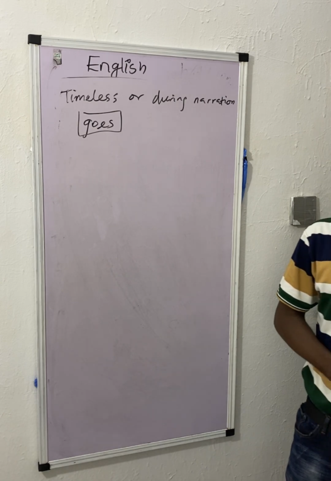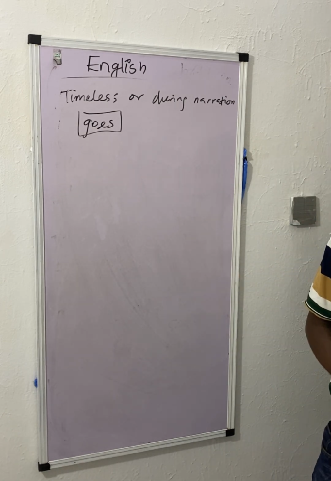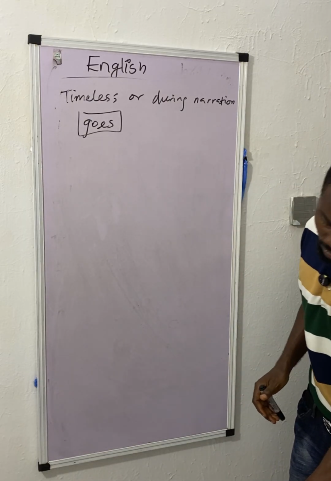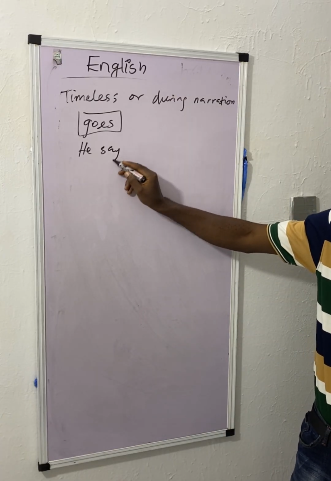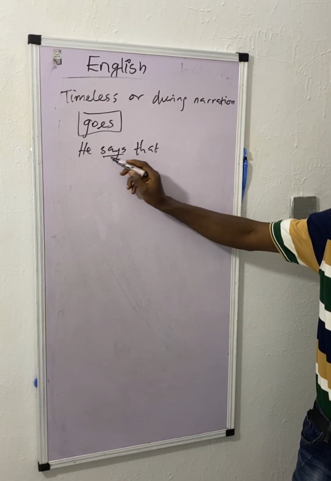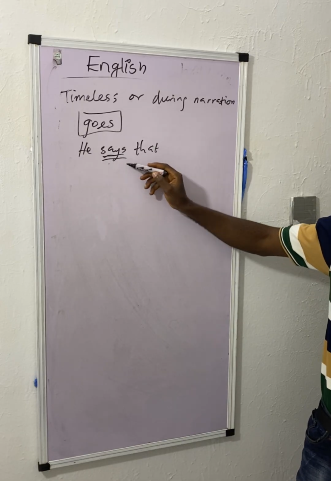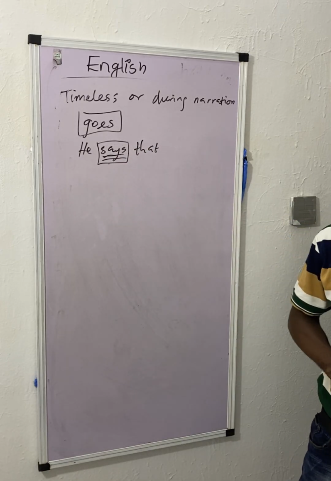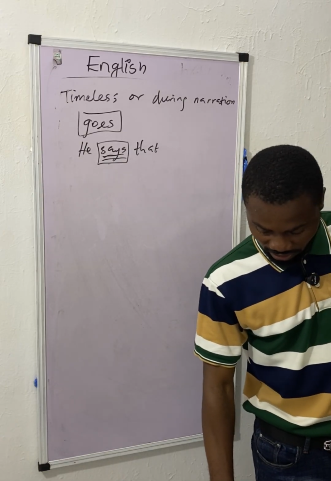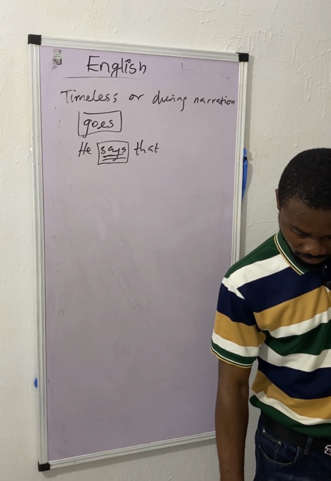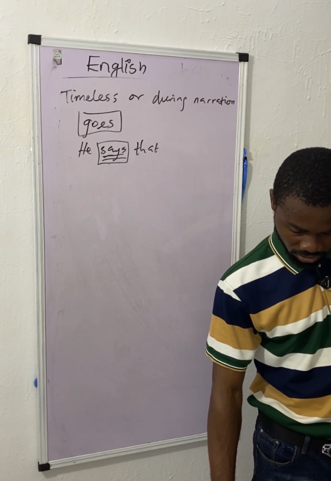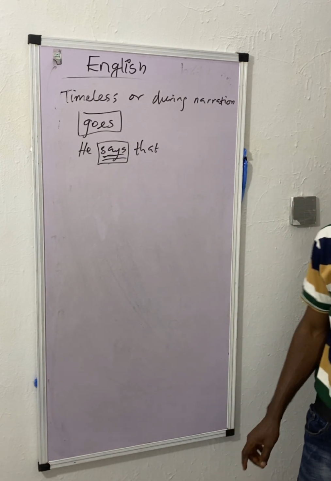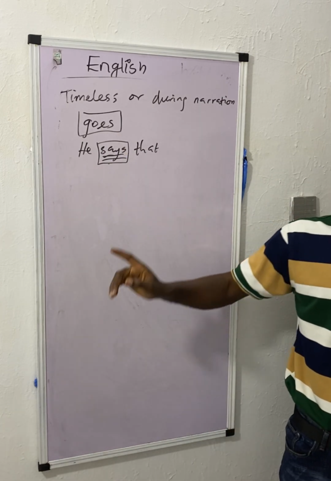For example, most of the time, the speech usually begins with something like, let me just read. He says that. Okay? He says that. When you are having a simple present tense, just know that it's timeless. They use it for narration. They use it during narration. It's very common.